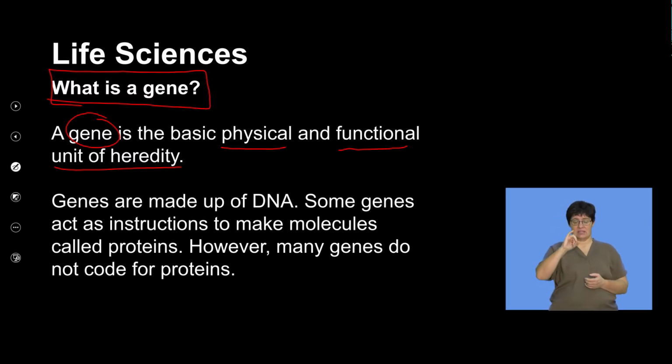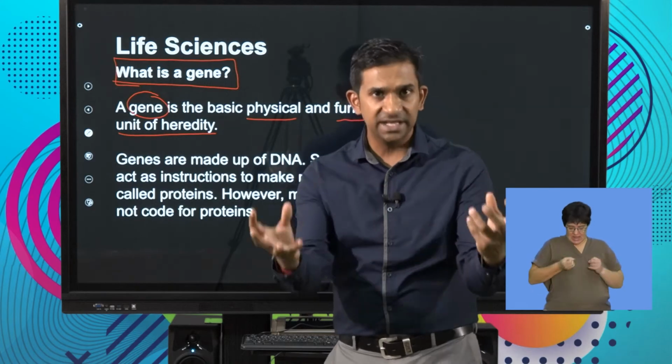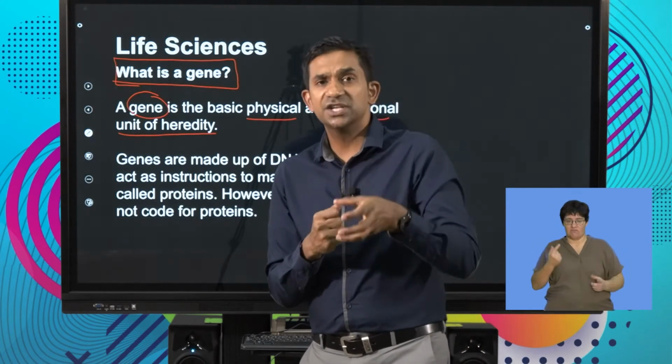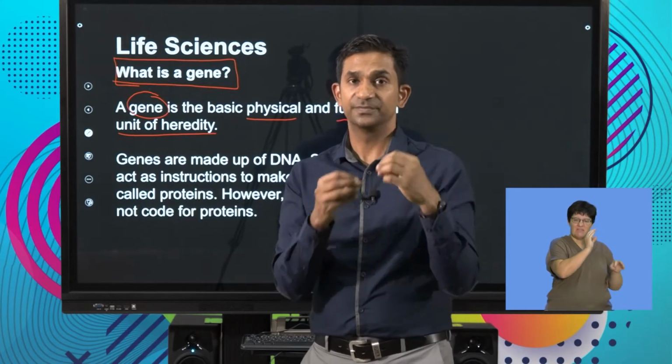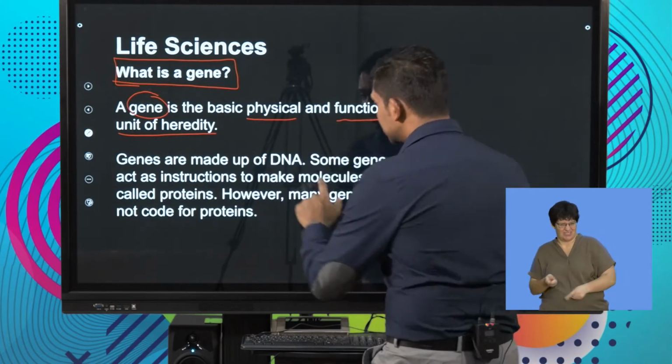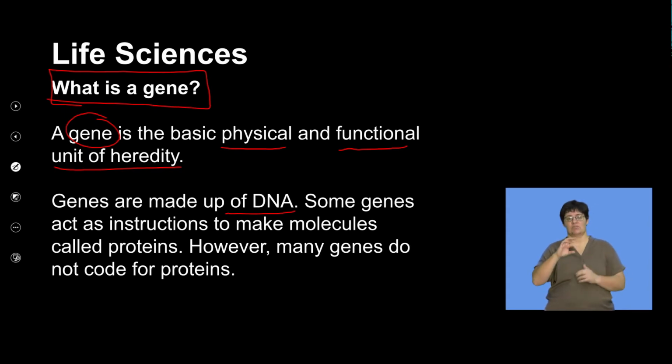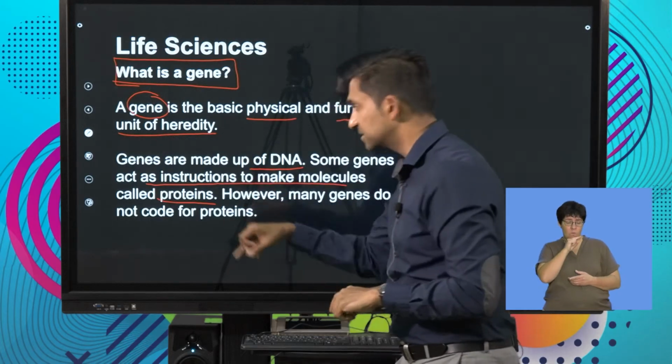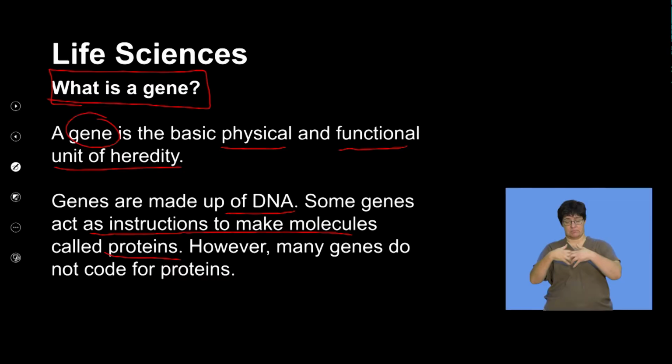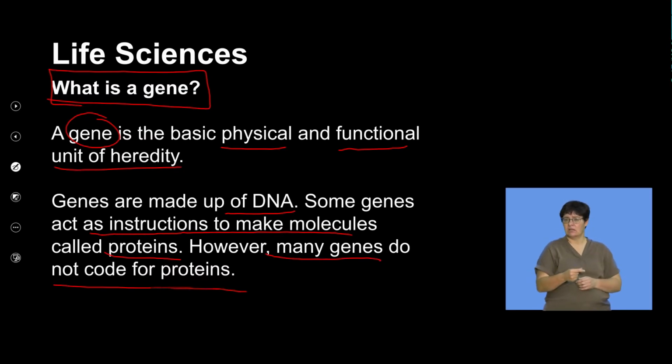So this is essentially how information is passed down from one cell to the next cell during cell division, as well as from one generation to the next generation in terms of reproduction. So genes are made up of DNA. Some of these genes basically act as instructions to make molecules called proteins. So in our future installments, we will look at the process of protein synthesis. And so genes code for the information to make specific proteins. We also know that genes do not code for proteins in some instances. They code for how cells express themselves or how certain processes occur in a cell. So we're going to have to look at that as well.